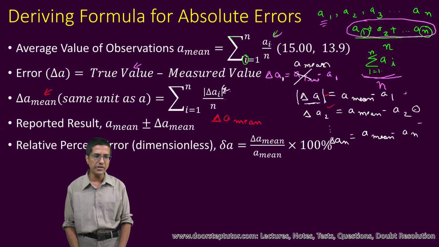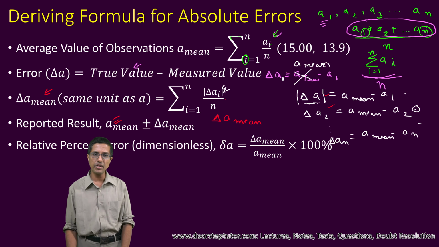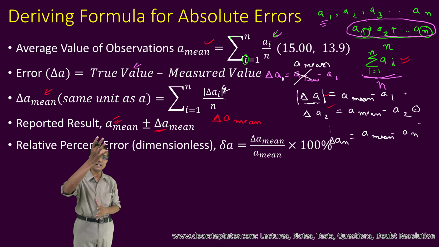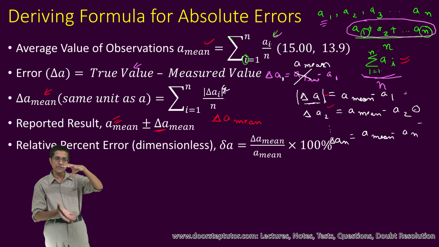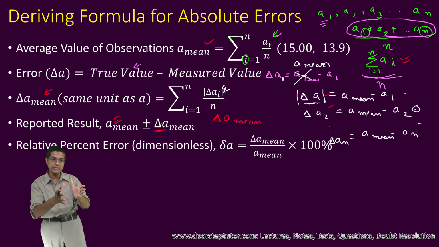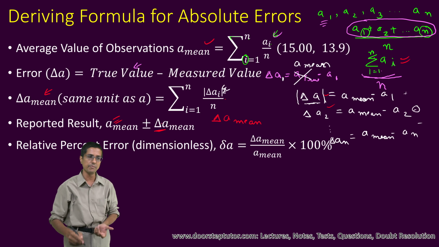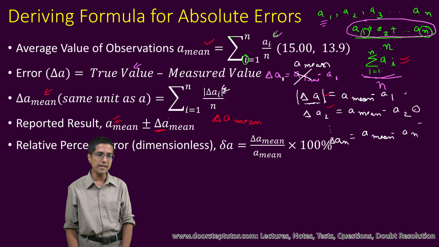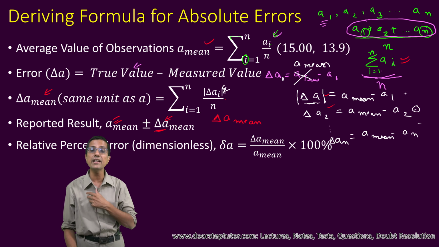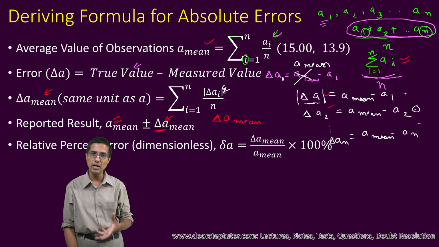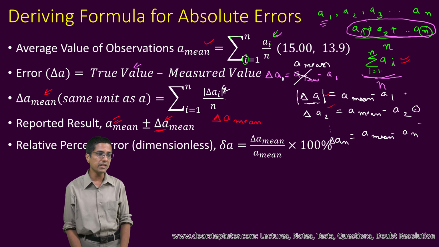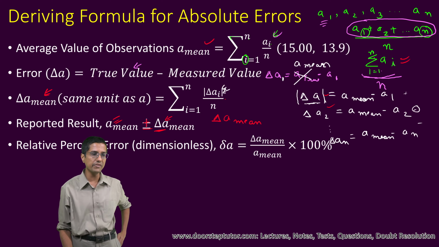Now our final reported result becomes A mean, which we have computed here. So this was our A mean, plus minus, of course, the error. So we can go in either direction. Instead of just having one measurement A mean, we have a range of measurement, and this range is determined by how much error we had in our measurement. So the mean of the errors we use to actually generate the range. So delta A mean we use here.